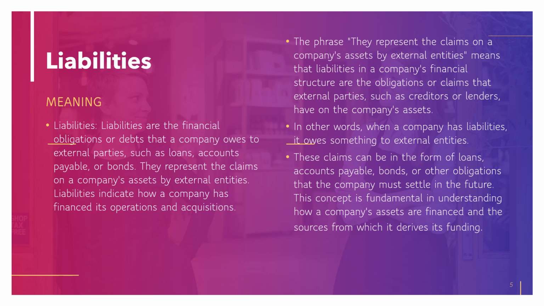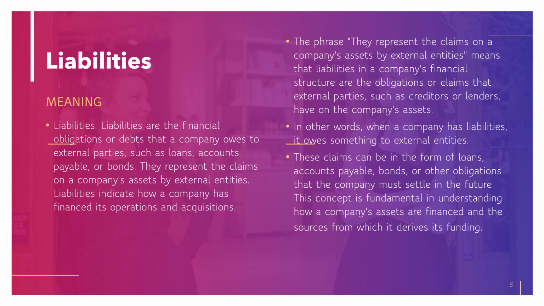Why is it called external parties? Who are all called external entities? The external entities are nothing but the parties to whom the company has obligations. Liabilities in a company's financial structure are the obligations or claims of external parties: creditors, lenders, banks and other financial institutions comprise these external entities.